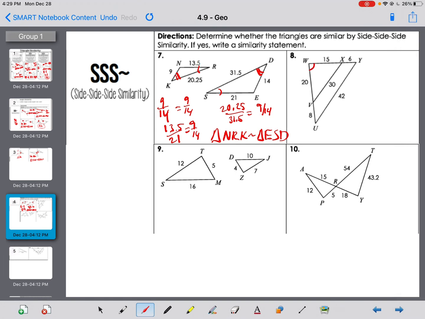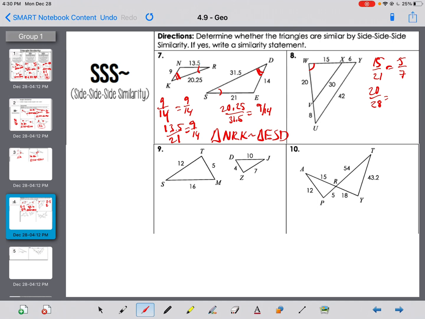Number 8, W is definitely the same in both because it's reflexive, so we know that's the same. So we're going to do, let's see, 15 over 21. Now it says 6. Why'd you put 21? Because the whole way is 15 and 6, right? So that reduces to, it goes into both 3, so 5 over 7.